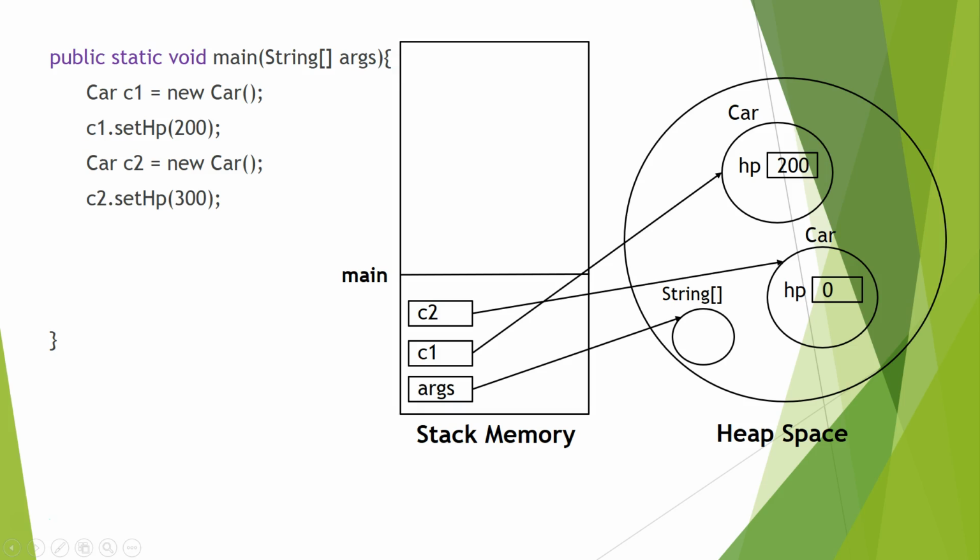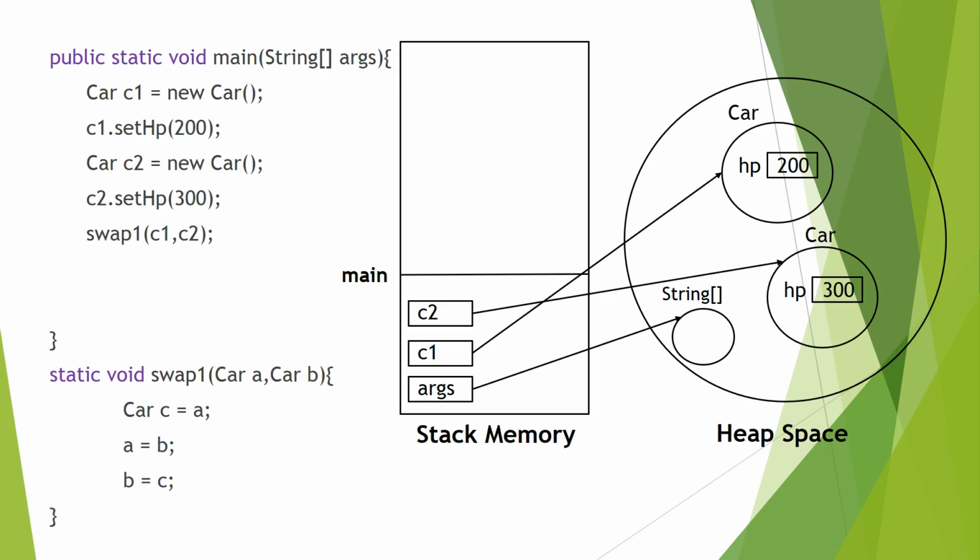Now when we execute the statement c2.setHP(300), the same thing that occurred with c1.setHP will be repeated. The setHP method will be added inside the stack, allocating an integer slot named HP holding the value 300, and after being executed, it will change the HP attribute of the Car object referenced by c2 to 300. And after finishing execution of setHP, it is removed from the stack with its contents.